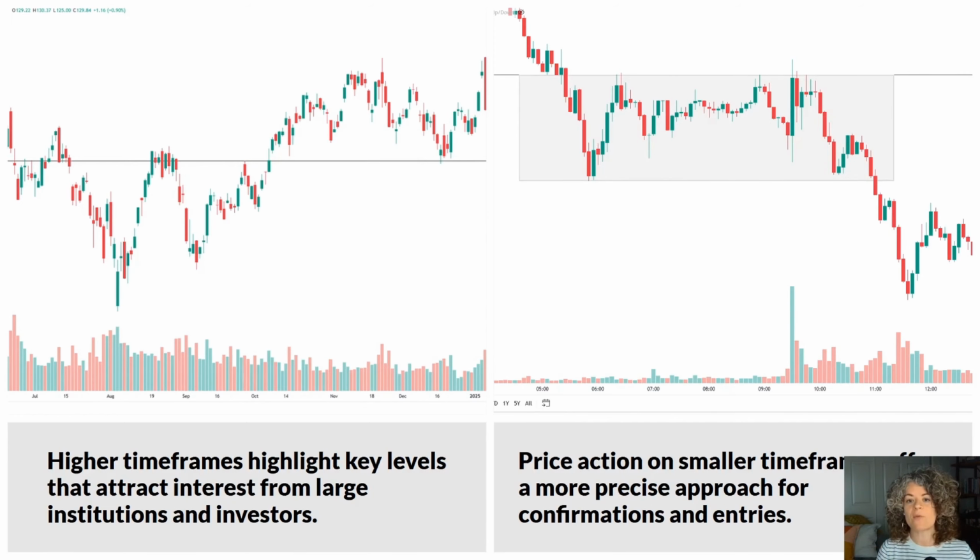So on the left-hand side, we've got a higher time frame chart. The higher time frame is going to highlight key levels that attract interest from large institutions and investors. Whereas the chart on the right-hand side is going to be a smaller time frame chart, but it's going to offer a more precise approach for confirmations and entries. When I see a strong level on a higher time frame, and then on the smaller time frame, I see something set up around that level, this allows me to have more precise entries. Because if I'm just trading in the general vicinity of this area, it can be difficult to understand exactly when to get into the position.